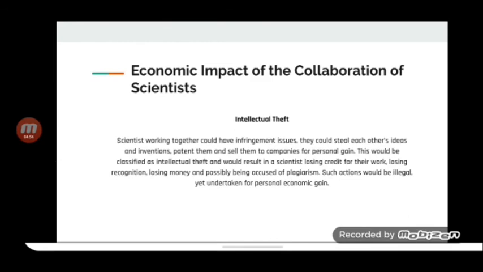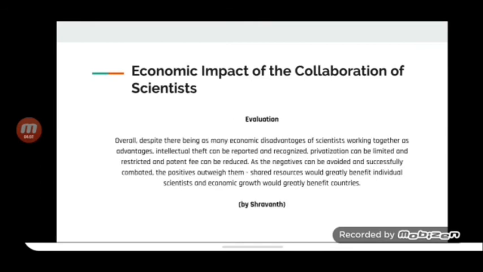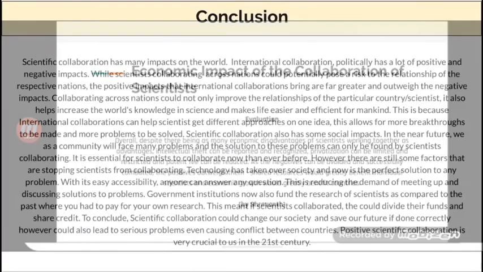Evaluation. Overall, despite there being as many economic disadvantages of scientists working together as advantages, intellectual theft can be reported and recognized, privatization can be limited and restricted, and patent fees can be reduced. As negatives can be avoided and successfully combated, the positives outweigh them. Shared resources would greatly benefit individual scientists, and economic growth would greatly benefit countries.